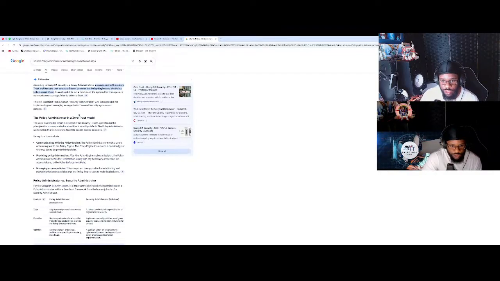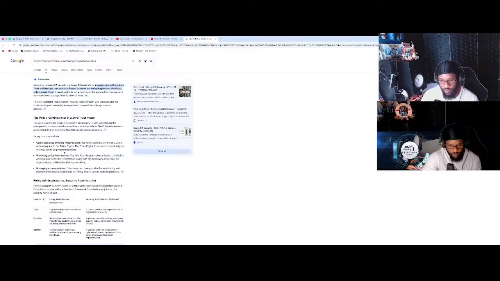The policy administrator in a zero trust model. The zero trust model, which is covered in the Security Plus exam, operates on the principle that no user or device should be trusted by default. The policy administrator works within this framework to facilitate access control decisions. Its key functions include communicating with the policy engine. So the policy administrator sends a user's access request to the policy engine. The policy engine then makes a decision to grant or deny based on those predefined policies.